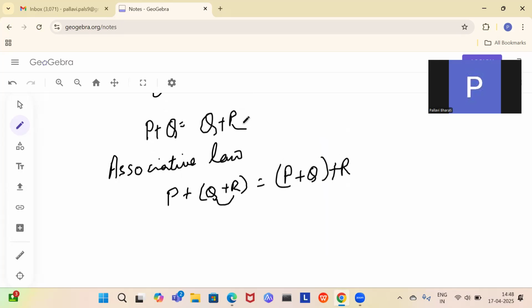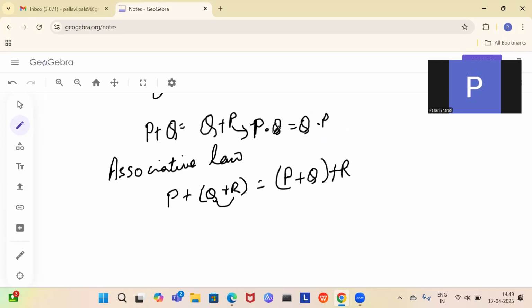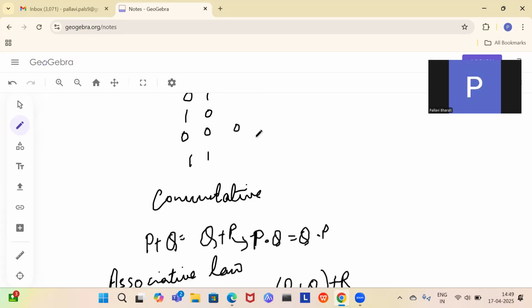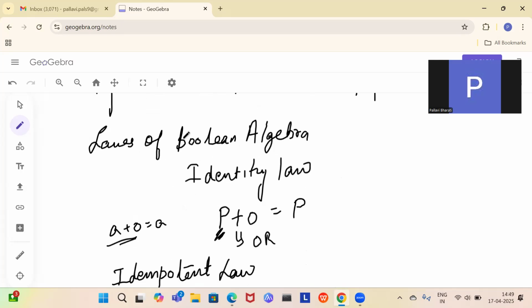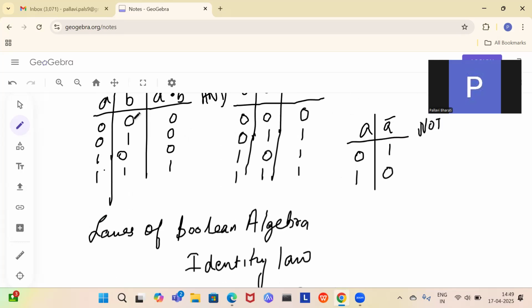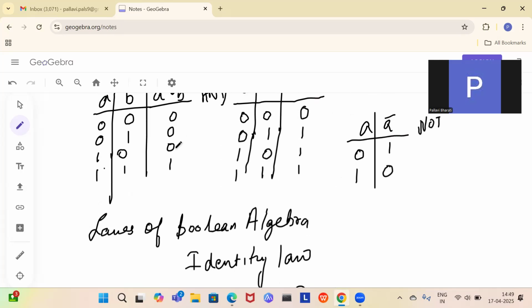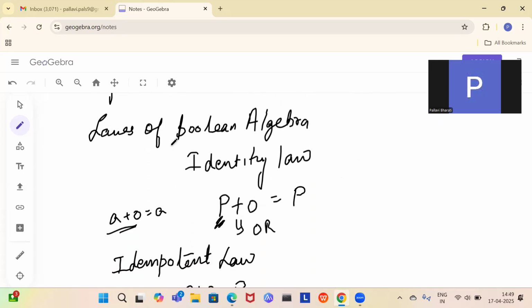Now here one question arises: will p dot q be equal to q dot p or not? P dot q equal to q dot p or not? So if you take this AND operator and see the operations over here, it's going to be the same, right? P dot q will also be the same. If I do 0 dot 0, or if I take 0 here or 1 here, this is going to remain the same. So p dot q is also equal to q dot p.